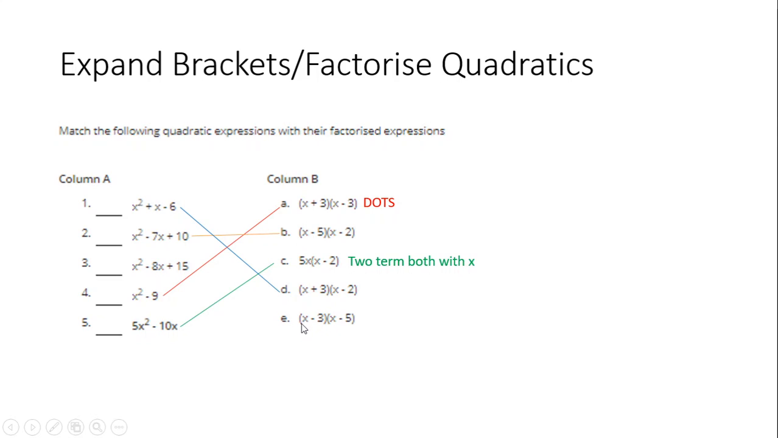The last one here, it's got to be the last one I've got there, but let's just double check. Numbers that multiply to make +15 but add to make -8. They must have the same sign if they're going to multiply to make positive, and that sign must be negative in both cases if they're going to add to make a negative. So, yes, -3 times -5 makes +15, and -3 plus -5 makes -8.